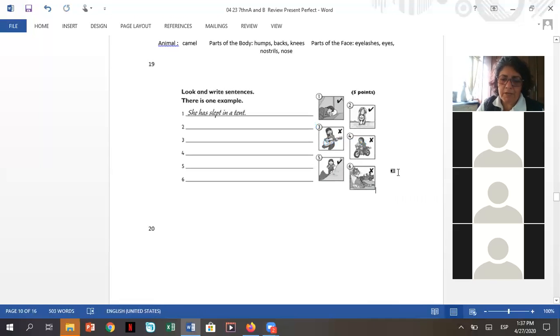So I'm going to write here at the bottom because we are wasting too much time, okay? She has played the... no. She hasn't. Number two, she has swum. She has swum.